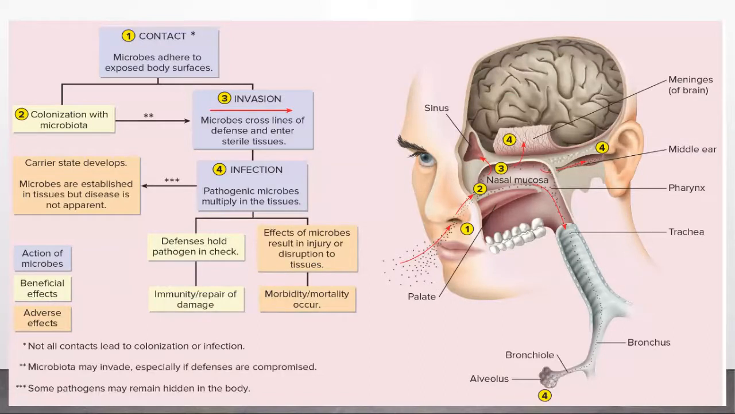So again, we actually have contact with microorganisms. Okay, so initial contact over here. Some of them colonize our system, and many of them are actually beneficial. This is what we call the normal flora or indigenous flora. But some of them can invade our sterile tissue, and this will cause infection. So again, infection is happening in the sterile tissue that is invaded by microorganisms.